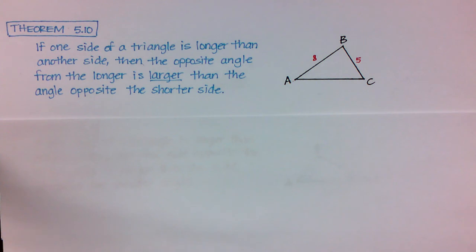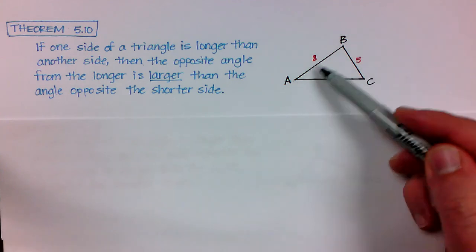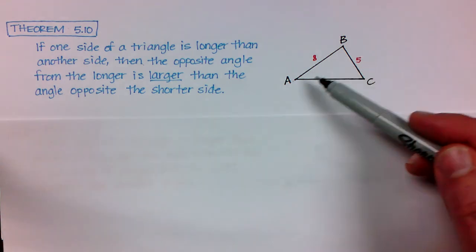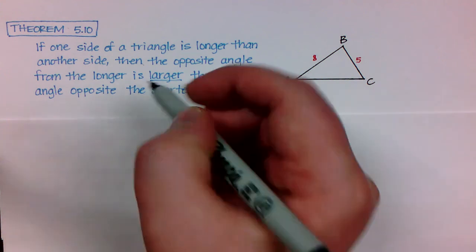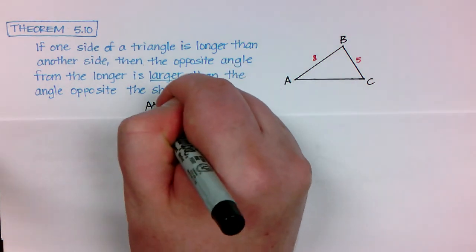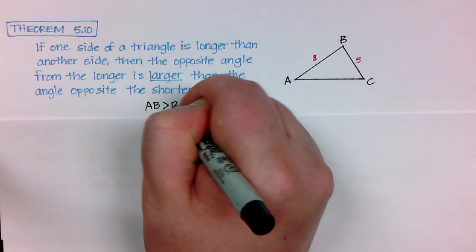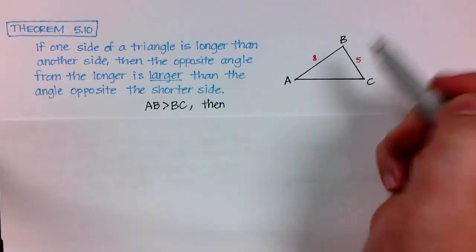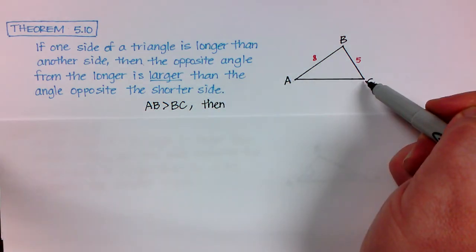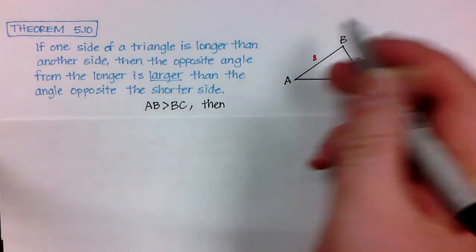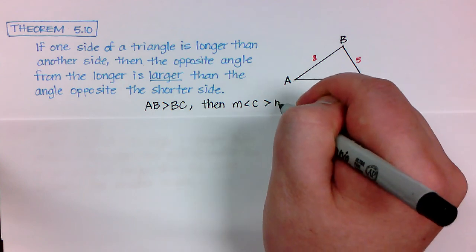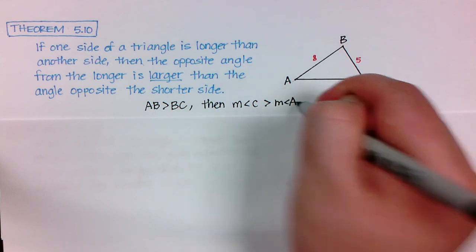Okay, so in this example, I've drawn a triangle ABC, and I've shown that AB is 8 and BC, the length of that is 5. So already we know that AB is bigger than BC. So if AB is greater than BC in measurement, then the angle opposite, which is C, is going to be bigger than the angle opposite BC, which is angle A. So then the measure of angle C is going to be bigger or greater than the measure of angle A.